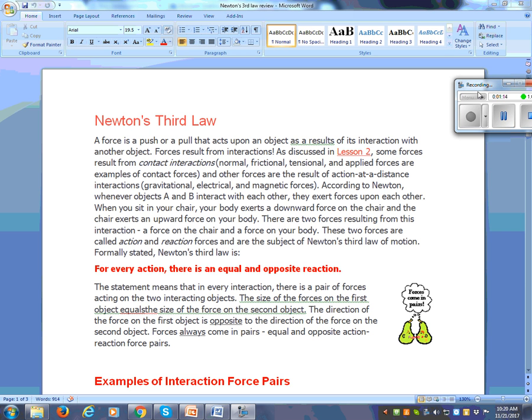Okay, so let's jump in a little bit deeper here. A force is a push or pull that acts upon an object as a result of its interaction with another object. Forces result from interactions. As discussed in Lesson 2, some forces result from contact interactions, like the normal force, frictional force, tensional forces. Applied forces are all examples of contact forces. If I want to push on the binder, I have to actually touch the binder, right? That's a contact force. There are other forces that exist that are not contact forces.